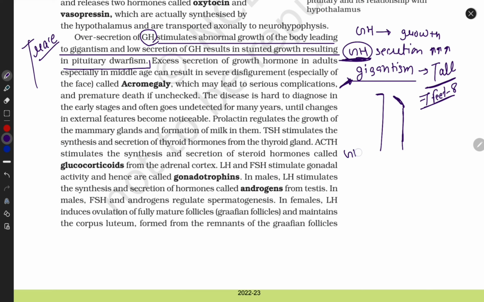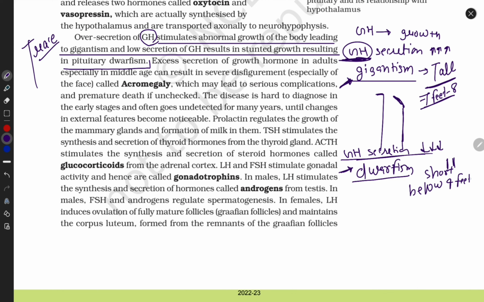If growth hormone secretion decreases in the body, then that kind of person suffers from dwarfism. Their height is very small, short, below 4 feet.